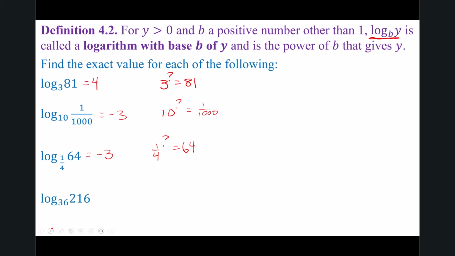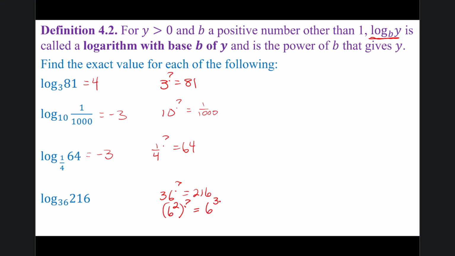One more, log base 36 of 216. That means, again, 36 to what power equals 216. Now, 36 to some power is not 216, but I do know that 36 is 6 squared. So I have 6 squared to some power is 216, and 216 is 6 to the 3rd power. And if you don't know that, play around with your calculator.